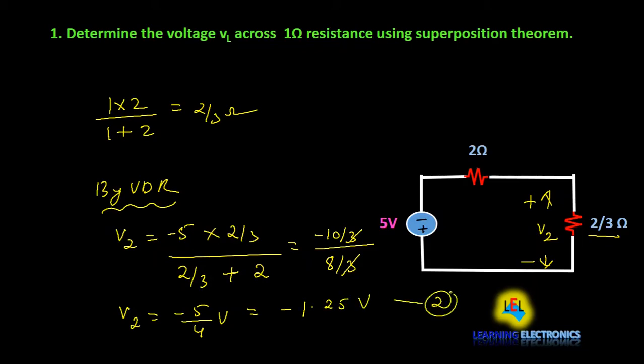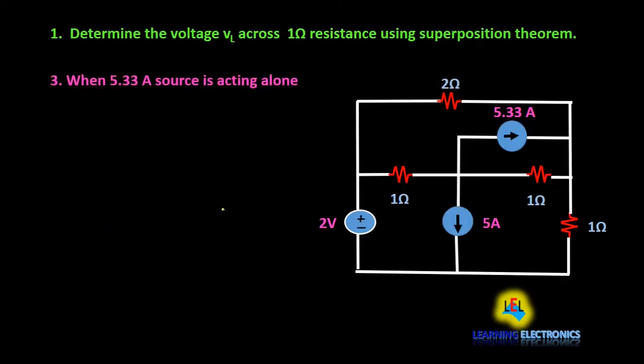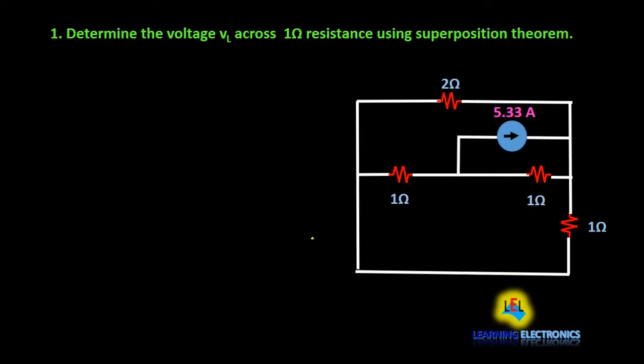Let this be equation number 2. Now we got the voltage across 1 ohm resistance considering 5 ampere current source. In the third case, we consider 5.33 ampere source alone and we deactivate other sources. This 5 ampere is replaced by open circuit. This 2 volt is replaced by short circuit like this.